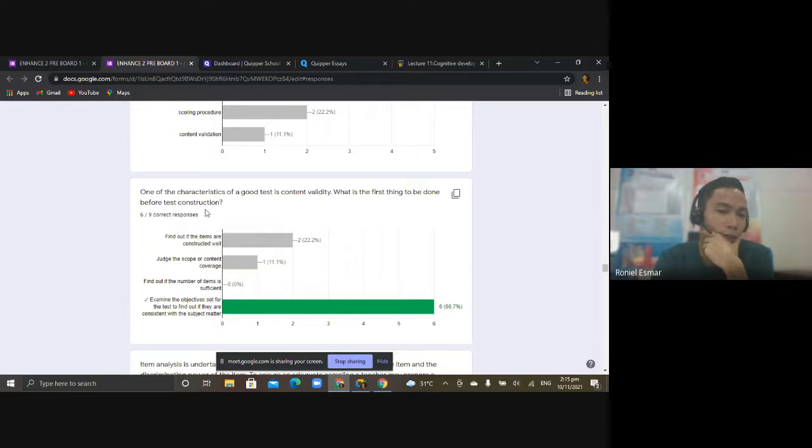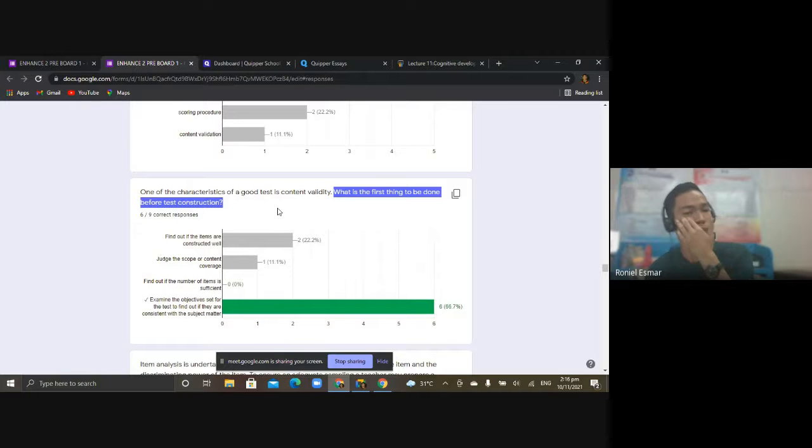before test construction, then you would be identifying if the items are constructed well. You have not yet constructed any test item. So that's not the correct answer, for those who answered two. Take note again of the question. It says before the test construction. Before the test construction, the option you chose is whether the item is constructed well, or when you construct an item.